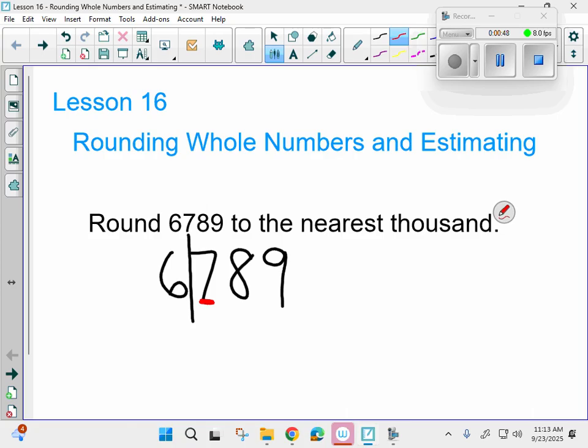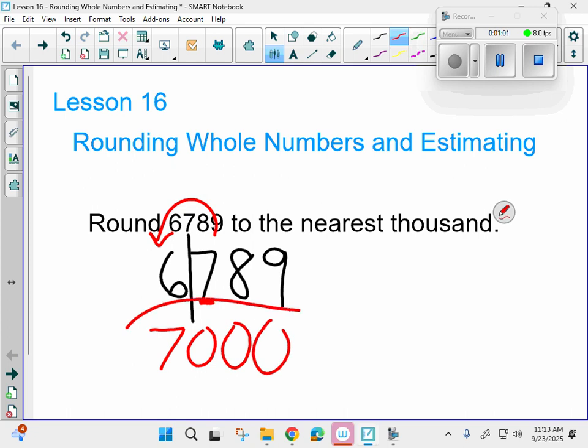This number, if it's 5 or up, rounds the number up. And if it's less than 5, rounds down. Okay? So am I rounding up or down? Up. So this is going to become 7,000. That would be rounding to the nearest thousands place.